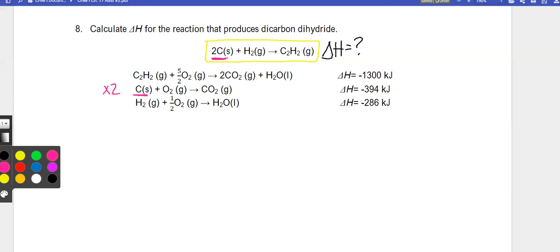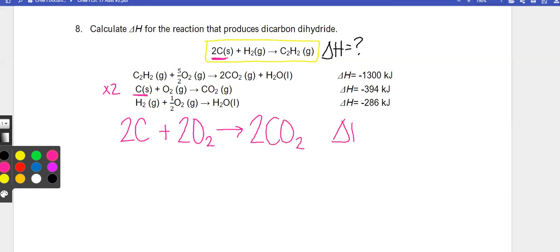So that's going to turn into 2 carbon plus 2 O2 arrow 2 CO2. And we're going to keep it in negative 394, but take that times 2 and you get negative 788 for that. And so we'll cancel that out, so I don't look at it anymore.